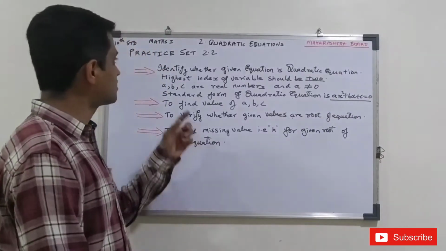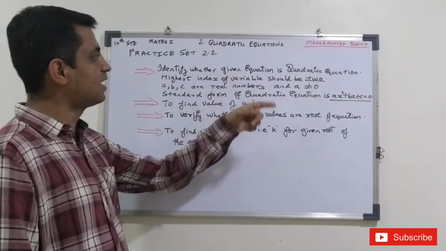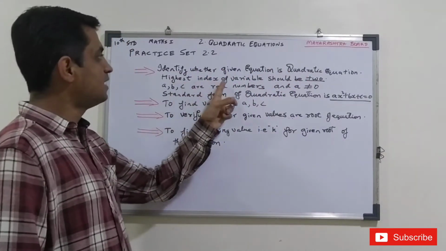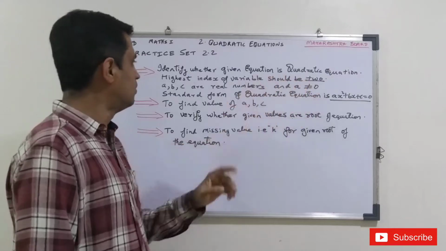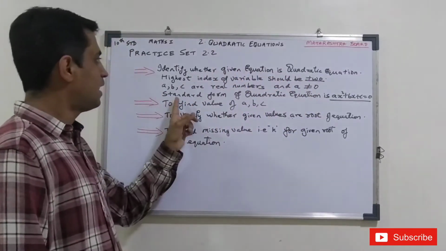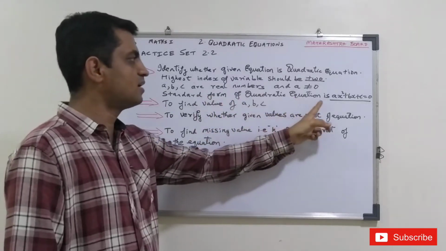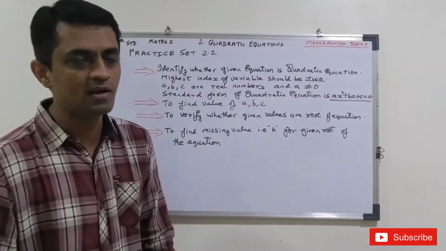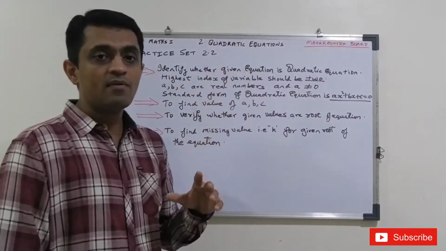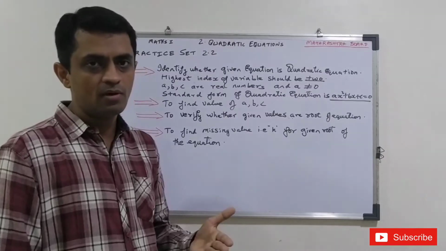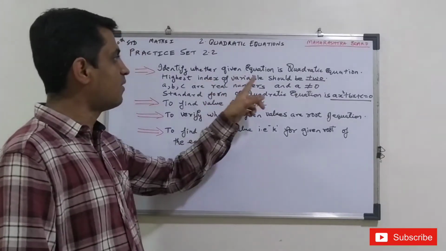First of all, we learned to identify whether the given equation is a quadratic equation. The highest index of the variable should be 2. A, B, C are real numbers and A is not equal to 0. The standard form of a quadratic equation is ax square plus bx plus c is equal to 0. So we learned to identify whether it is a quadratic equation or not, and for that the highest power should be 2.